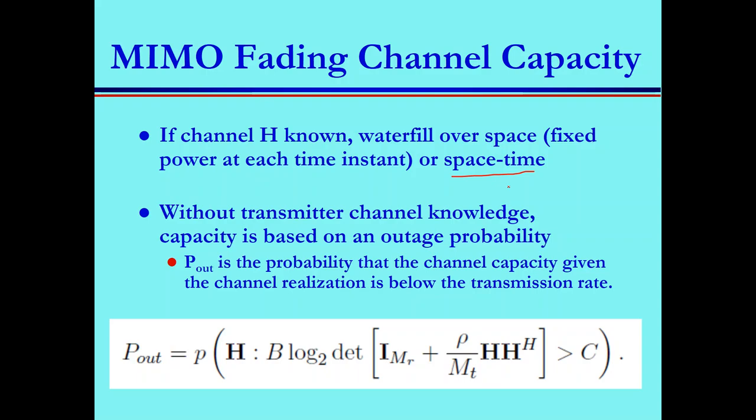It depends, actually. When you use it, you obtain more gain, but you delay your system and you increase the complexity and you increase the signaling overhead. But when you don't use it, you don't get optimal gain, but you simplify your transmitter and receiver design. Without transmitter channel knowledge, capacity is based on an outage probability, which is described as follows. This is the outage, the probability that this value, which is the data rate you get, is greater than the capacity of your channel.